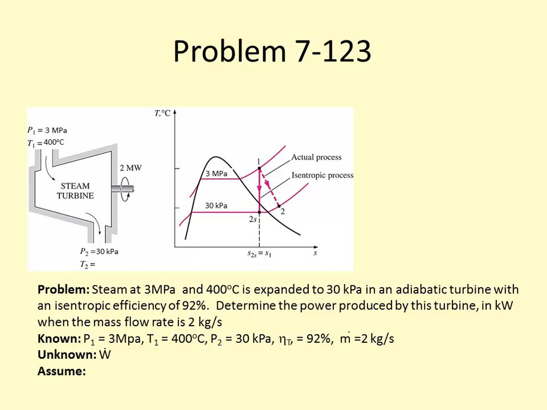Now, if we want to find the actual work out or the isentropic work out, we need to add some subscripts here to make sure that we don't get confused. So the work out isentropic is equal to m dot times (h1 minus h2s). And the work out actual is equal to m dot times (h1 minus h2 actual).